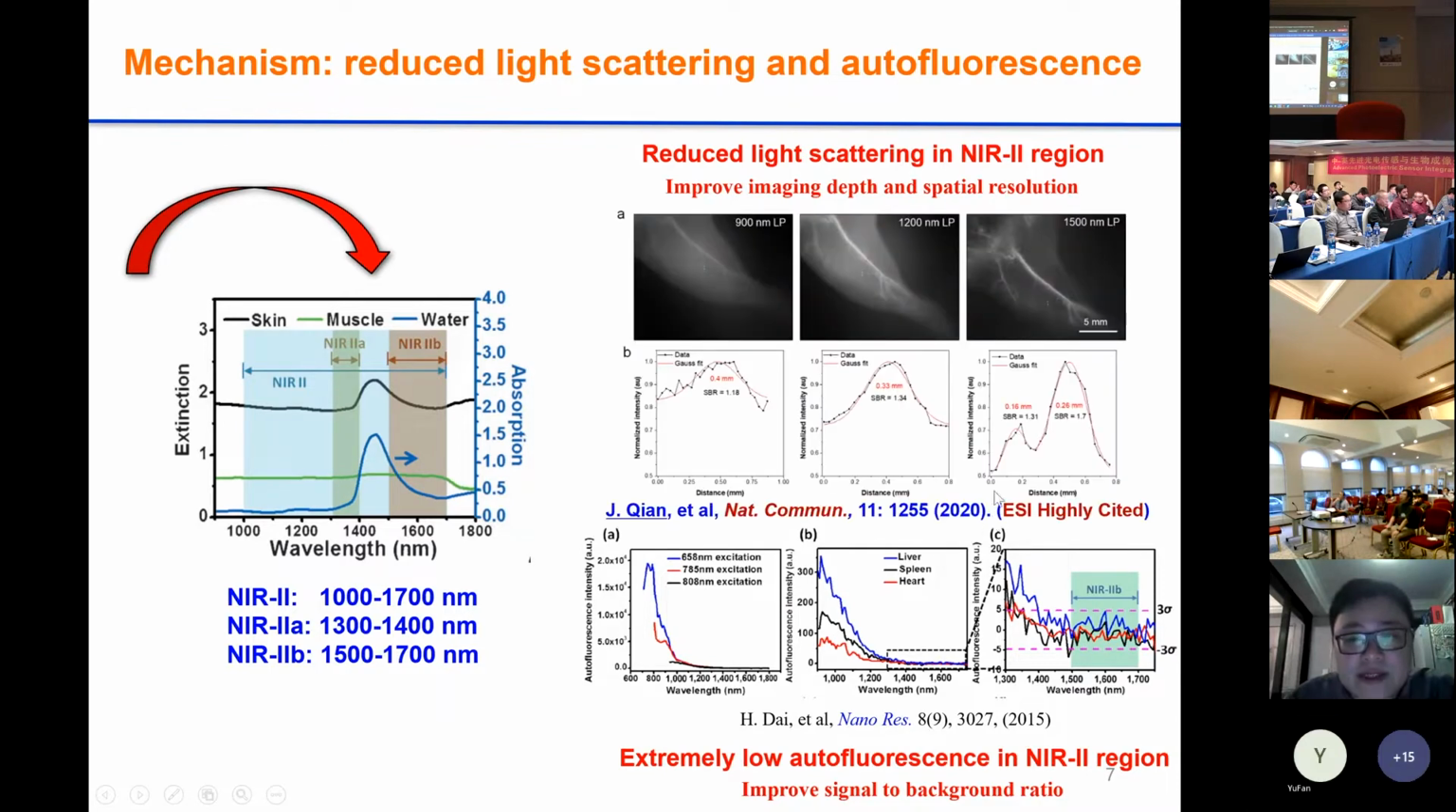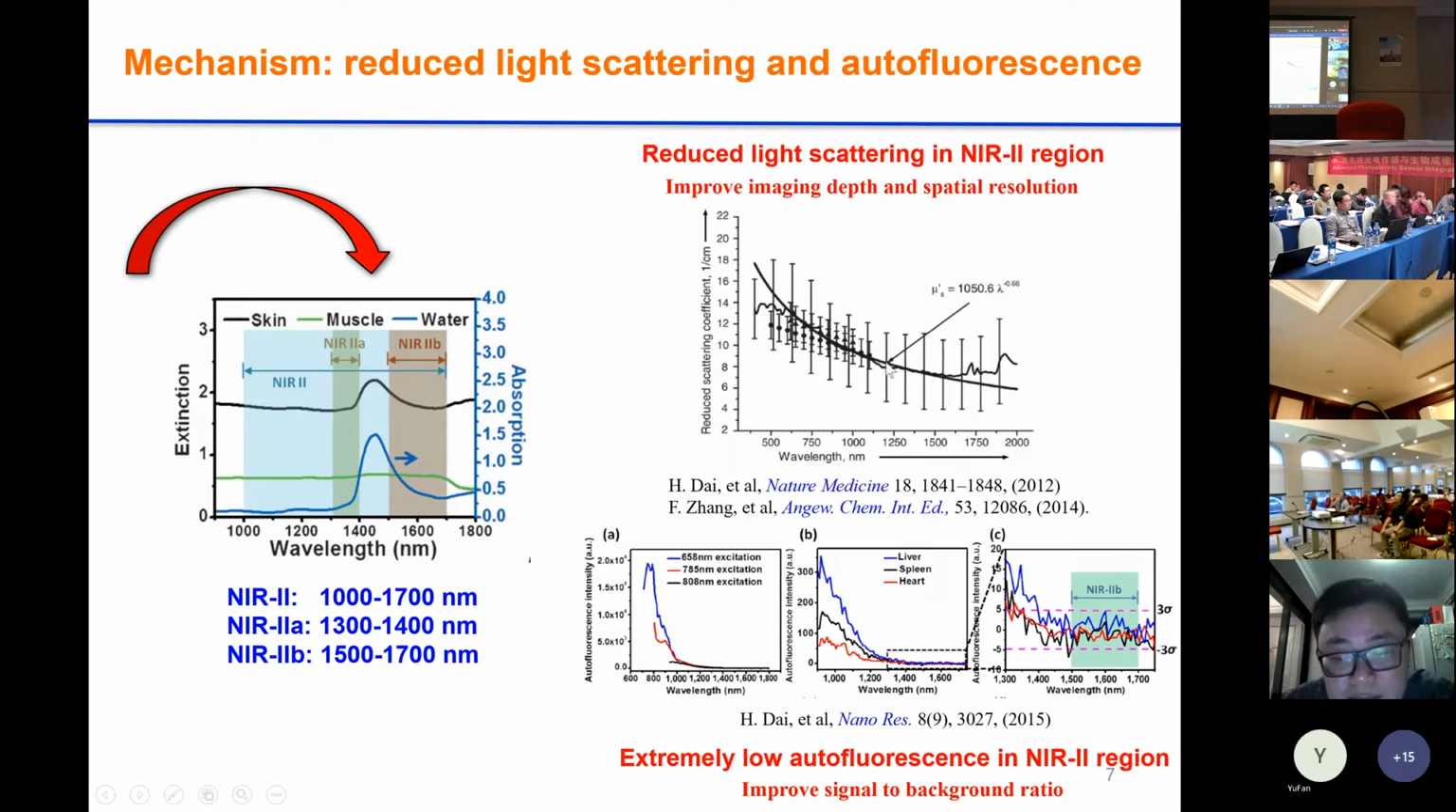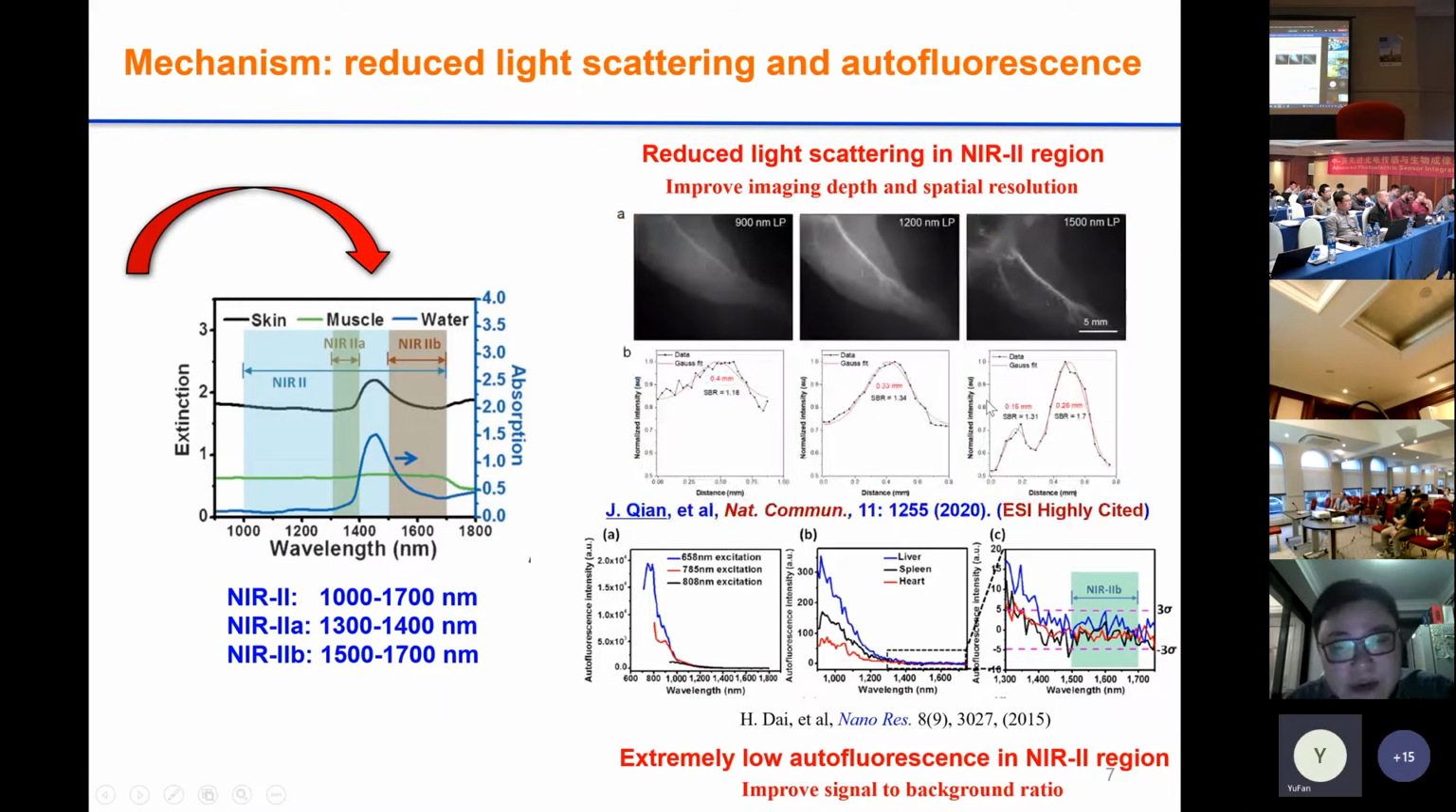However, according to our work in 2020, fluorescence beyond 1500 nanometer performs much better than fluorescence imaging beyond 1200 nanometer. But the scattering around 1200 nanometer and 1500 nanometer is not so different; they are very similar. So it is a very interesting but also very strange result.